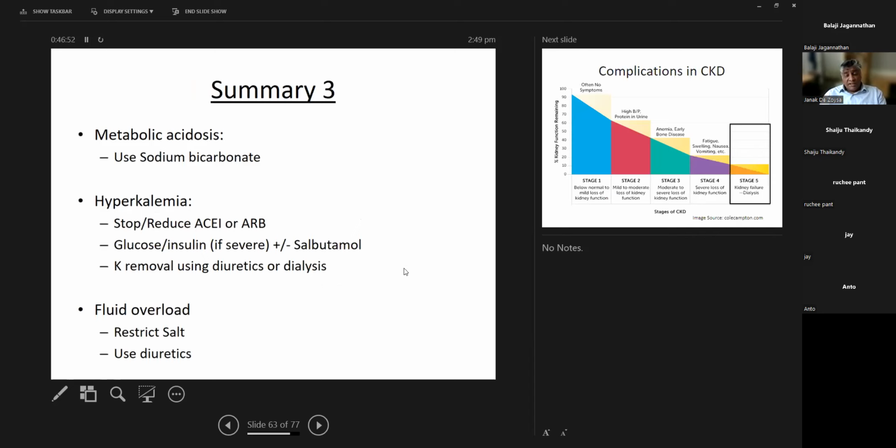So keep slide number 3. As you're developing worsening chronic kidney disease, stage 4, stage 5, you'll start to get metabolic acidosis. In those situations, we'll correct this with diet and bicarbonate. You might get hyperkalemia, in which case you'll again change your diet and maybe cut down on the ACE or the ARB. And then we'll try and treat volume overload with salt restriction and use of diuretics.